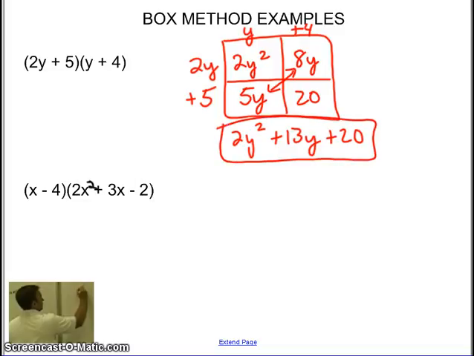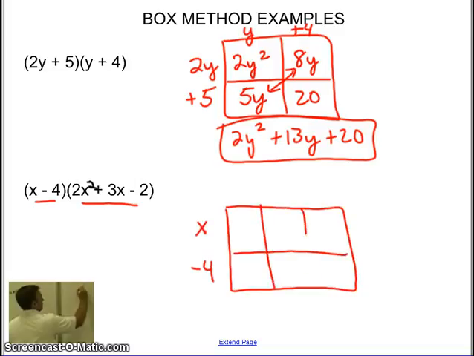Alright, this method is also good when we have two terms by three terms. So I have x minus 4, and it's going to be by three terms. So 2x squared plus 3x minus 2. Okay, and if you could multiply this through and combine like terms and show me, I'll give you extra credit.